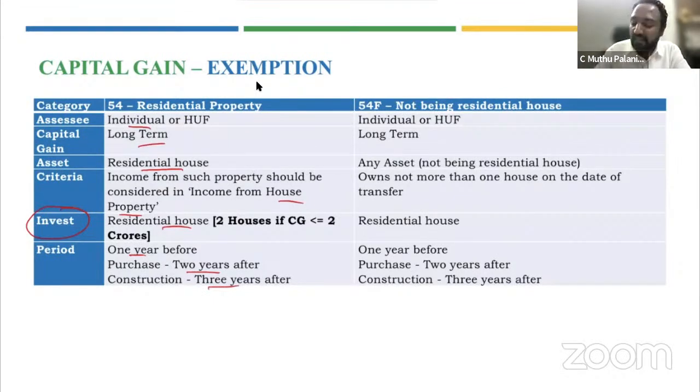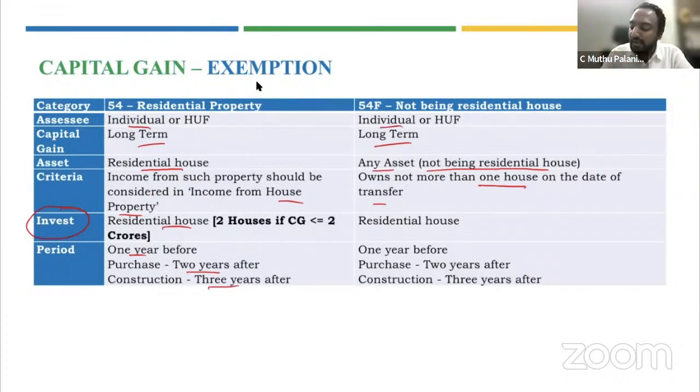What about 54F? Here also it is applicable for individual or HUF. It is only applicable for long-term capital gain, and it refers to any asset not being a residential house. So it is specifically what is not covered in 54. That is, I'm selling an asset which is not a residential house, and at the time of sale, I should not own more than one house on the date of transfer. So apart from the new house that I'm going to buy, I can only have one more house. So that is the restriction.